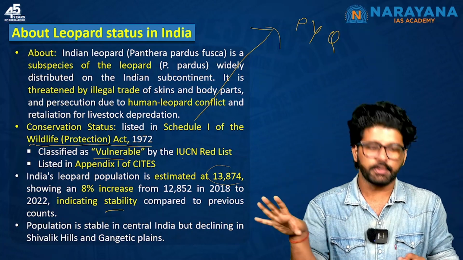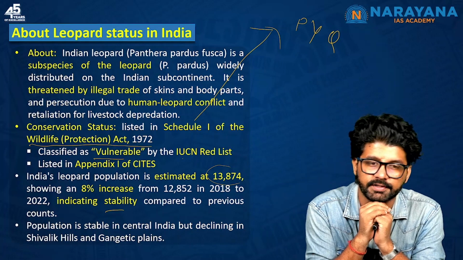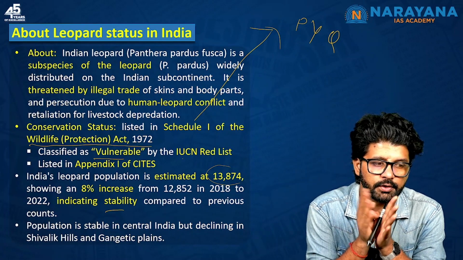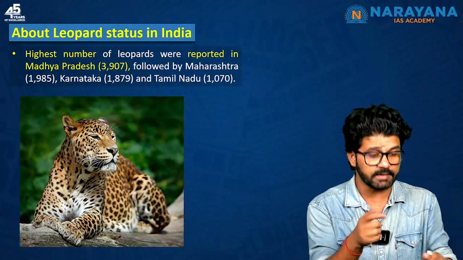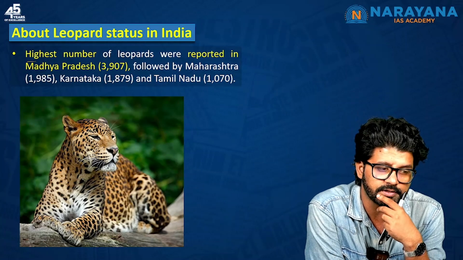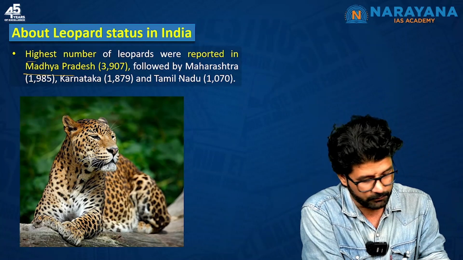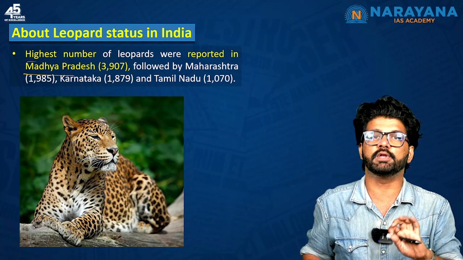Vulnerable. Schedule 1, they are listed, because sometimes they will give you a question saying that the Indian leopard is listed in Schedule 3, that is wrong. Then you have to see what is Schedule 1 and Schedule 2, Schedule 3 and Schedule 4, Schedule 5 and Schedule 6. Leopard status, again, this is factual information, but it is actually important. Sometimes they do ask in which state you have the maximum number of leopards, that is Madhya Pradesh, followed by Maharashtra. So this is also an important fact which you need to keep in mind.